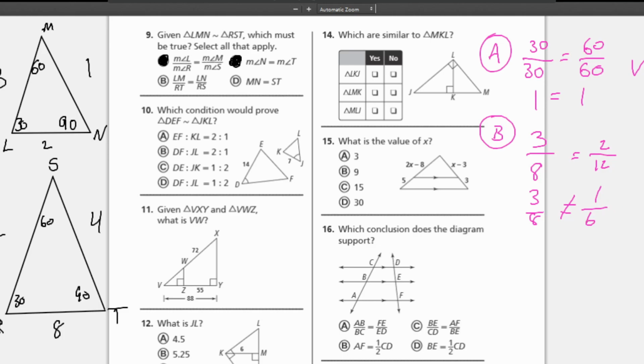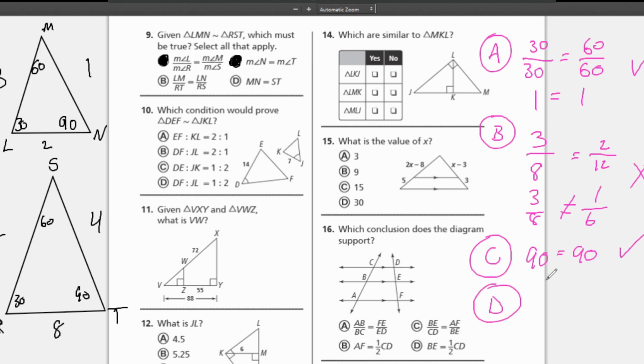And since we constructed these to be similar, we forced them, we got to pick the numbers, we know that these ratios should in fact be true, and since they're not, B is not an answer for us today. And then we have C. C is the measure of angle N, which is 90, is equal to the measure of angle T, which is also 90. And that's good to go.